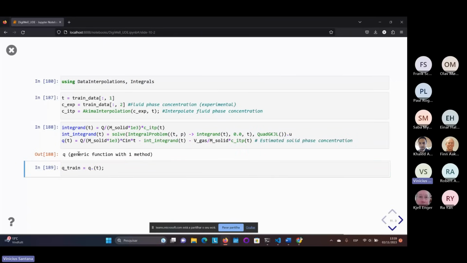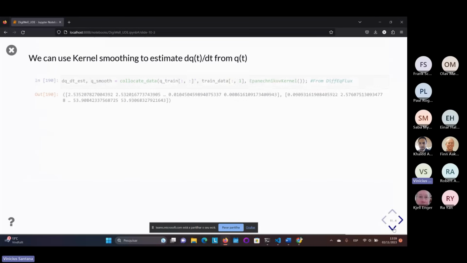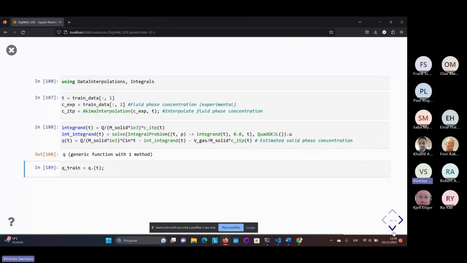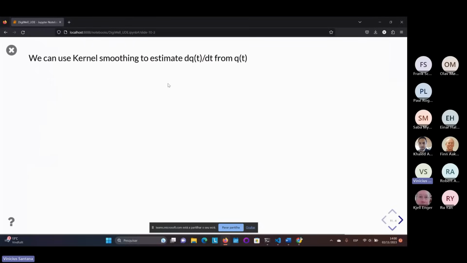And then I can also evaluate this new function at my training timestamps. And I can also visualize. So, yeah, there was a visualization here, which I don't know where it is. It's probably here. So now I have my q of t time series. I can estimate dq/dt. So how can I do this?